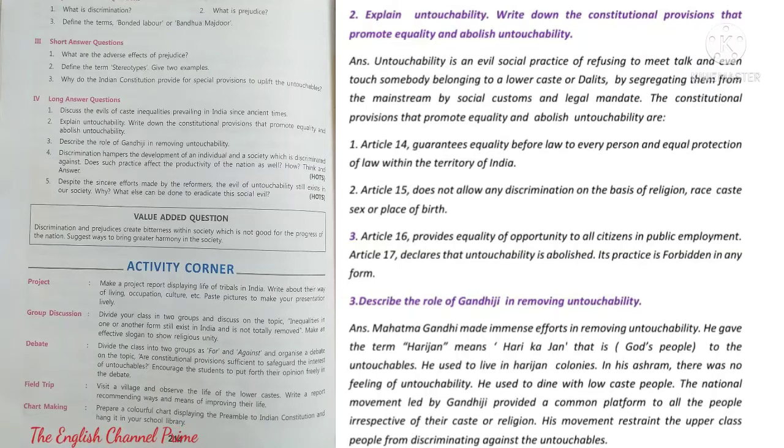Answer: Mahatma Gandhi made immense efforts in removing untouchability. He gave the term Harijan, meaning Hari ka Jan, that is God's people, to the untouchables. He used to live in Harijan colonies. In his ashram, there was no feeling of untouchability. He used to dine with low caste people. The national movement led by Gandhiji provided a common platform to all people irrespective of their caste or religion. His movement restrained the upper class people from discriminating against the untouchables.